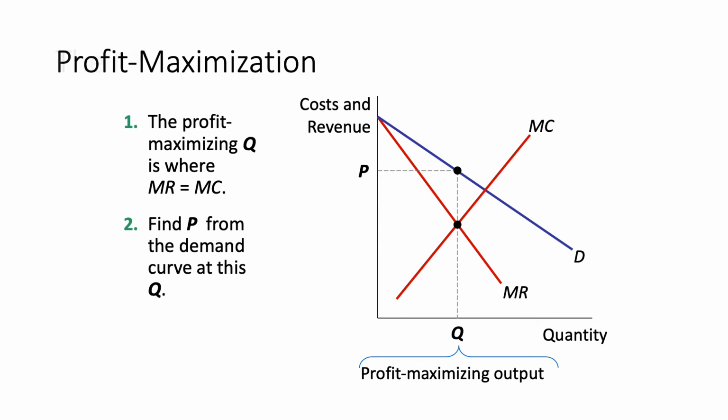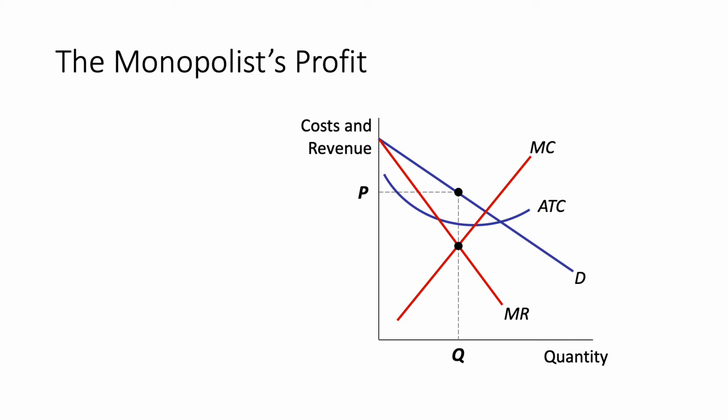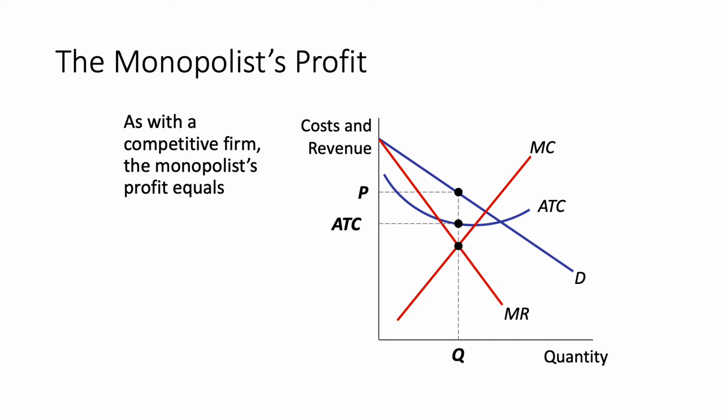Let's measure the profit. So where we left off before was finding the profit maximizing price and quantity for a monopolist. And remember that to find the profit, we just take the price minus the average total cost at the profit maximizing level of output and multiply that by Q. So in this case, this is what we have as our monopolist's profit. Now, a monopolist, in fact, does not operate unless they have positive profits.